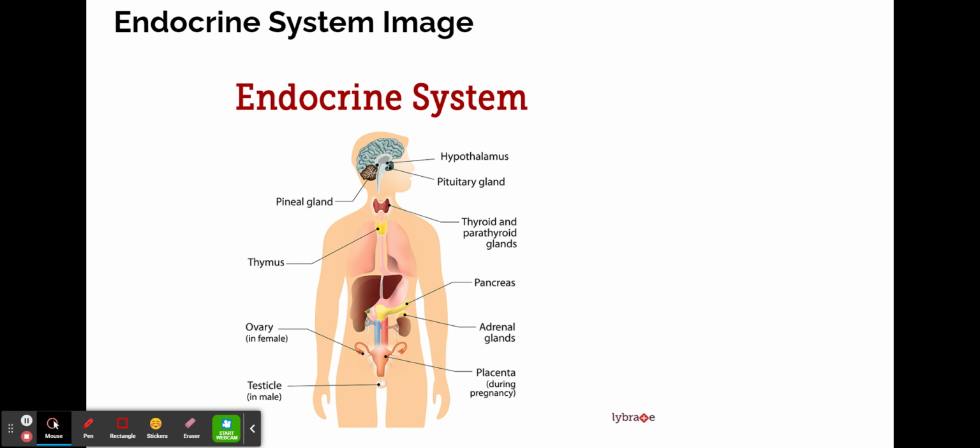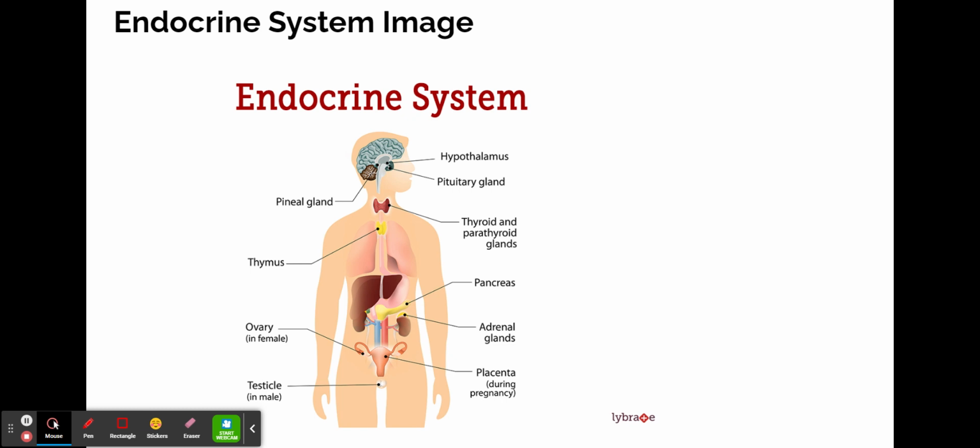So the endocrine glands, including the pituitary gland, thyroid gland, parathyroid glands, adrenal glands, pancreas, the ovaries in females, and the testes in males, secrete hormones directly into the bloodstream, which allows them to reach the target cells throughout the body. Each gland produces its own specific types of hormones that have distinct functions.